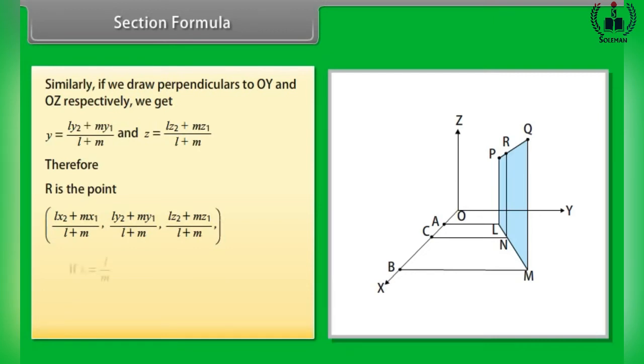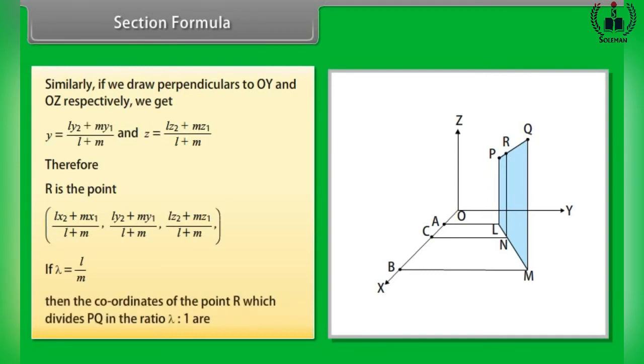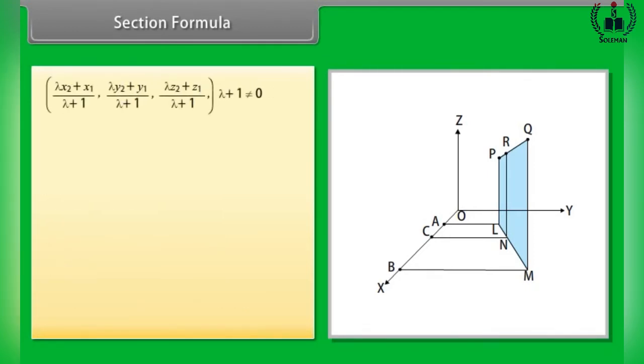If lambda is equal to l/m, then the coordinates of the point R which divides PQ in the ratio lambda:1 are ((lambda x2 + x1)/(lambda + 1), (lambda y2 + y1)/(lambda + 1), (lambda z2 + z1)/(lambda + 1)), where lambda plus 1 is not equal to 0.